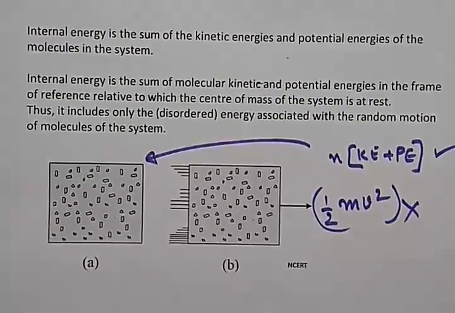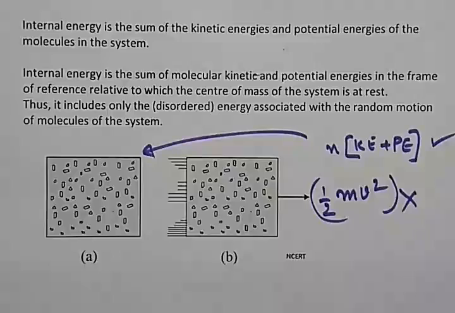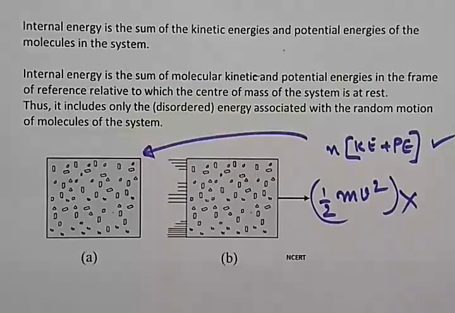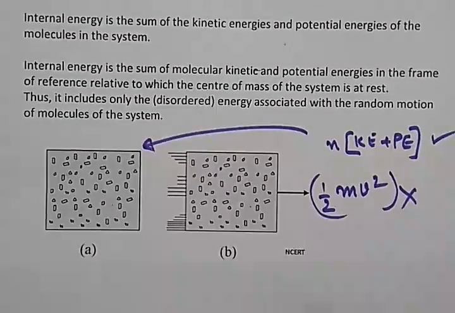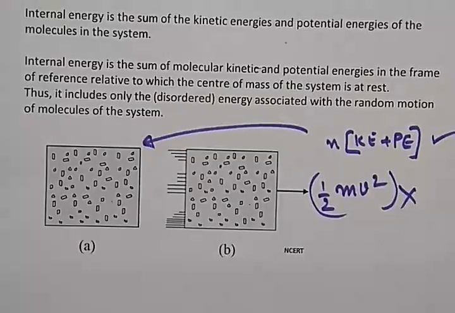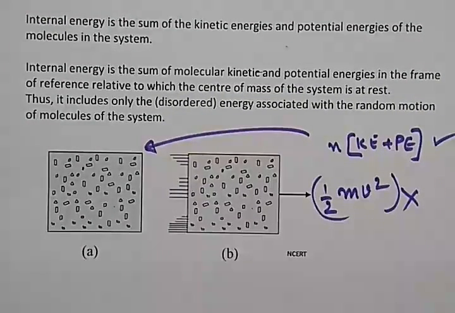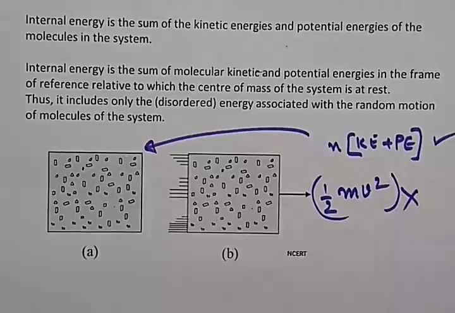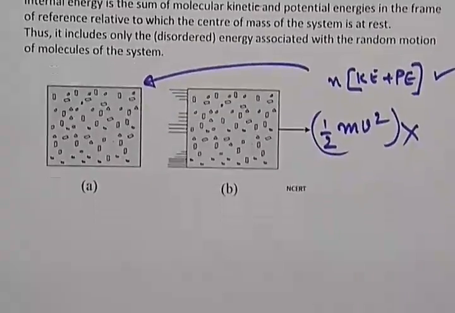So it is the internal energy of a system, and it includes only the random motion of molecules of the system. Okay, that is the thing. That's why we are not considering this. So we have to understand internal energy in that way. The explanation is microscopic, but it is a macroscopic quantity. Okay.